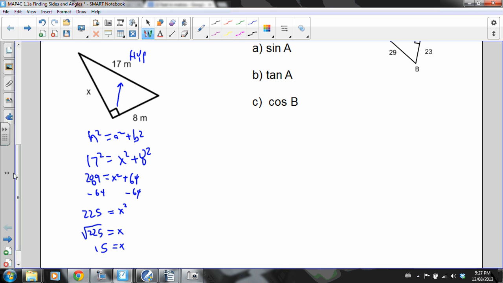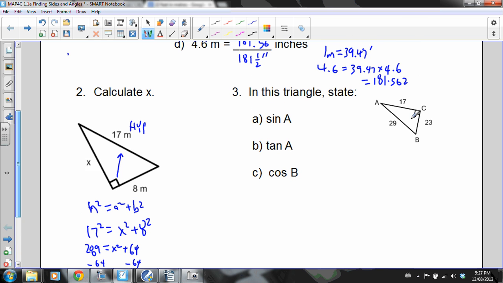15, that looks okay. Finally, in this triangle, this is what we were doing yesterday, some trig review. Remember SOHCAHTOA.